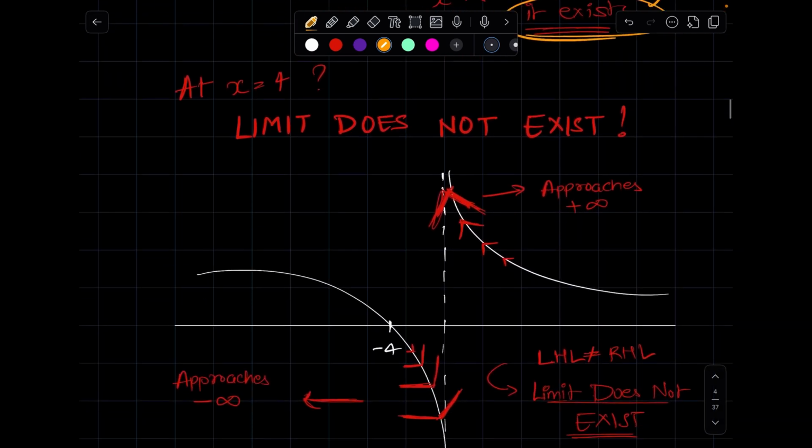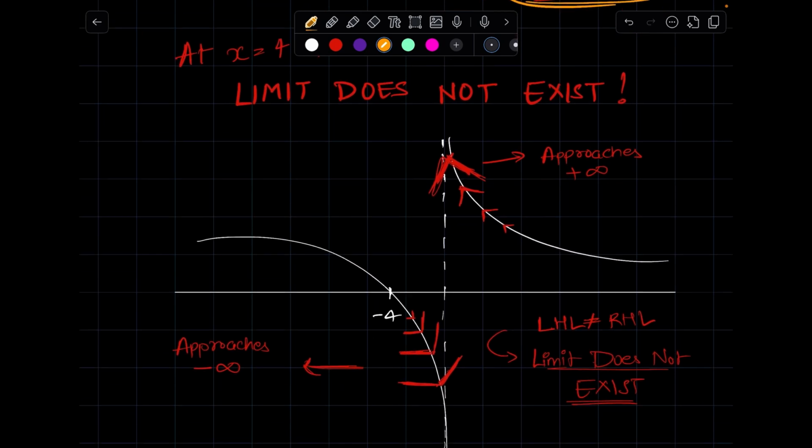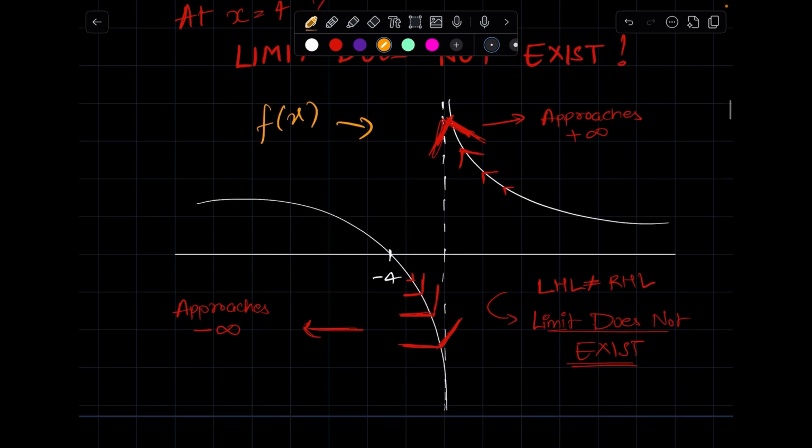Now let's talk about the asymptote here. So what about at x is equal to 4? This is the same graph of f of x. Right here at x is equal to 4, we see that the left hand side limit first intersects the x-axis at -4, and then it goes down towards infinity. We observe it goes down towards infinity, and it becomes closer to x is equal to 4, but it never really matches x is equal to 4. It's always getting closer, but it's still not there.